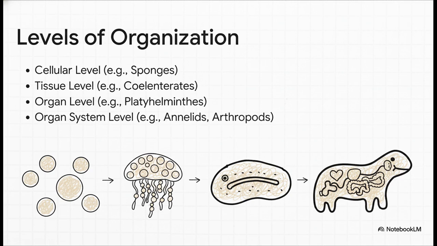At the most basic level, you have animals like sponges, which are really just loose groups of cells working together. Take a step up, and you get animals like jellyfish, where those cells are organized into actual tissues. Then you get to flatworms, which take those tissues and build distinct organs. And finally, you have the most complex animals, where organs all work together in sophisticated organ systems, like our own digestive or circulatory system.